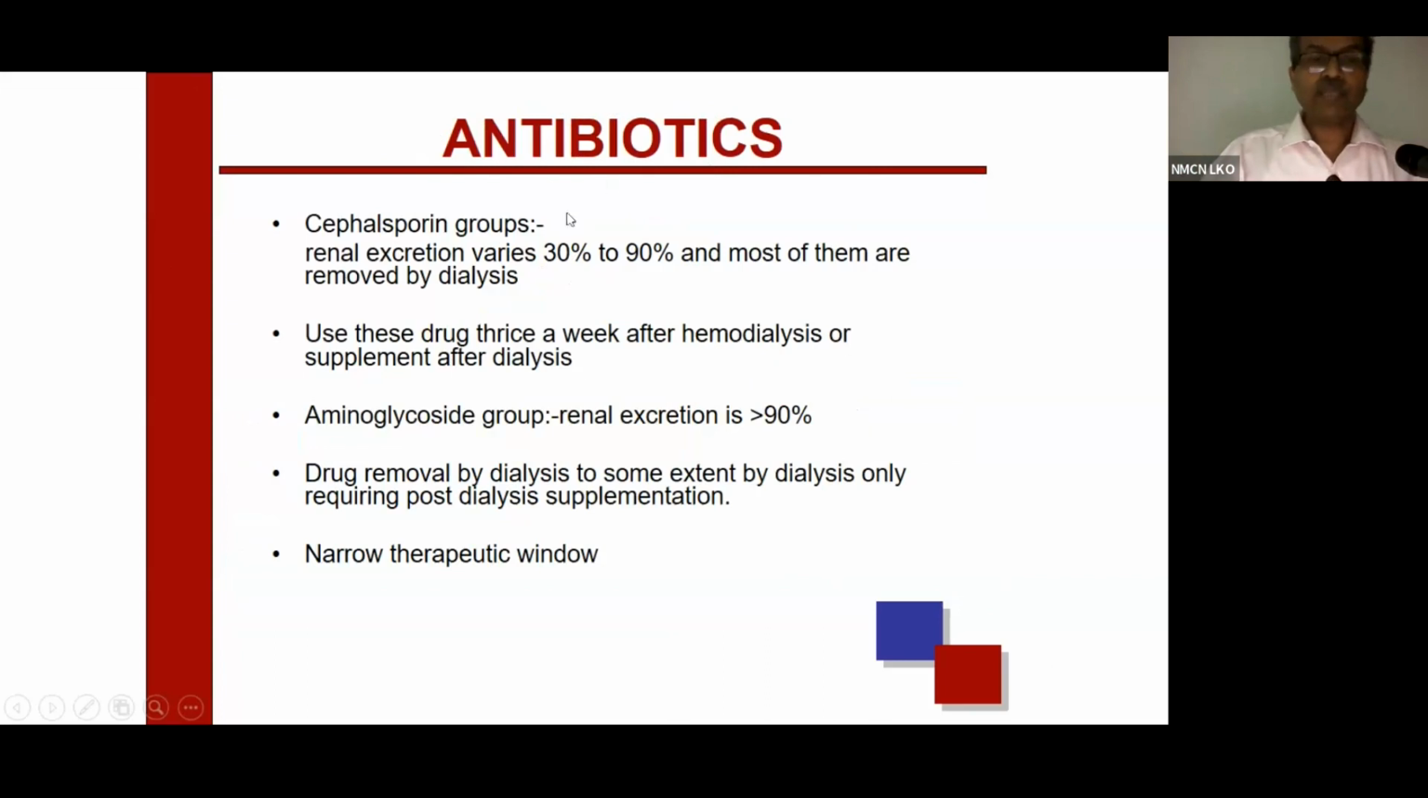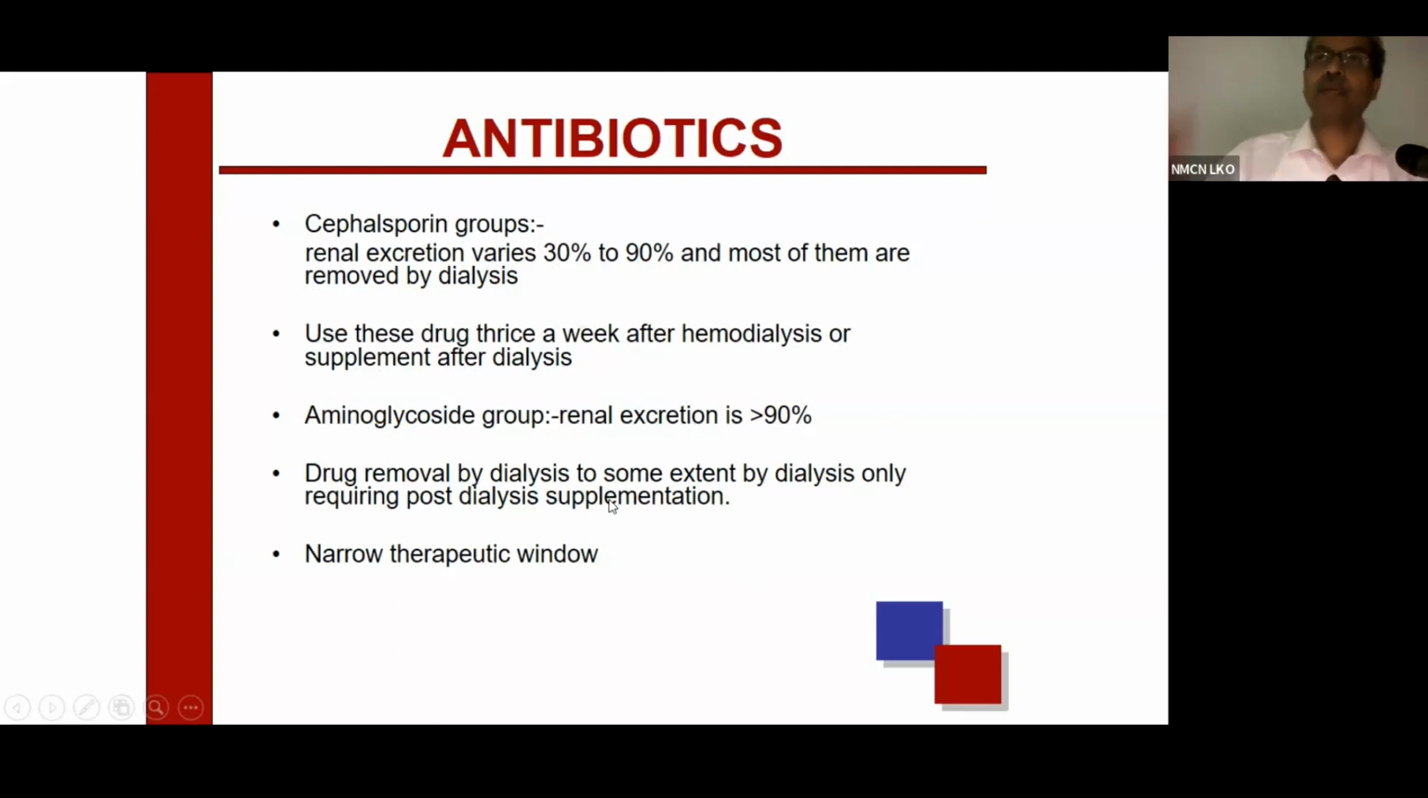So antibiotics, particularly one of the commonly used groups, the cephalosporin group of drugs. Renal excretion varies from 30% to 90%, and most of them are removed by dialysis. So it is usually preferred that whenever you dialyze the patient, you replace some of these antibiotics. Use the drugs thrice a week after hemodialysis, or supplement after dialysis.